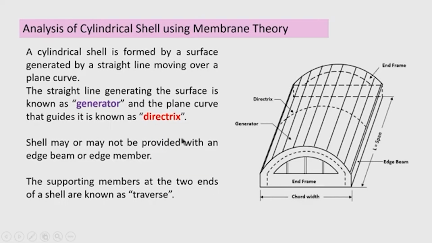So, let me see what are the elements of the cylindrical shells. Here the cylindrical surface is shown and the dotted lines are the directrix. So, directrix may be of any form, any general curve can be taken, or any known curve, say a circular arc or a parabola or an elliptical curve. Then you can see that the shell is supported at the ends by some kind of structure. That structure is known as transverse. So, at the end it is supported by transverse and it may be provided with edge beam or without edge beam also. The straight lines that are rolling over the curve are known as generator and the curve is known as directrix.